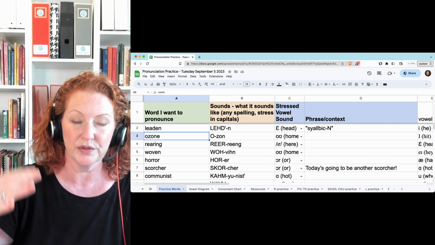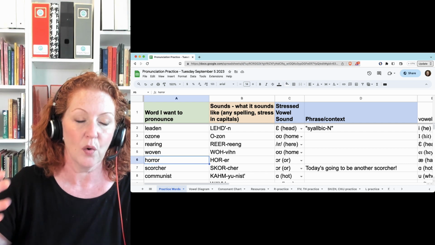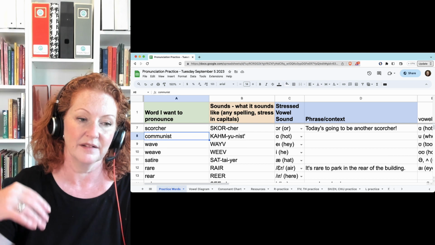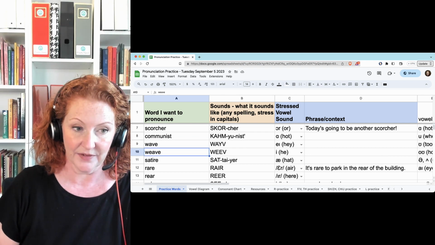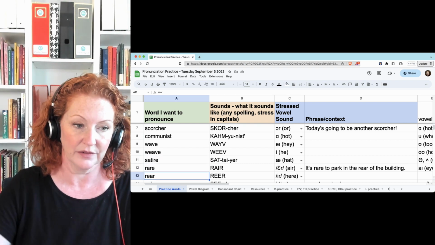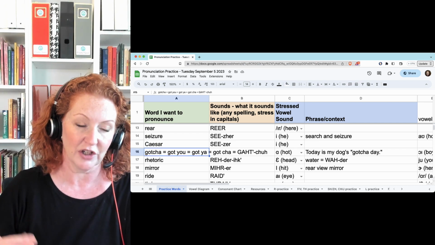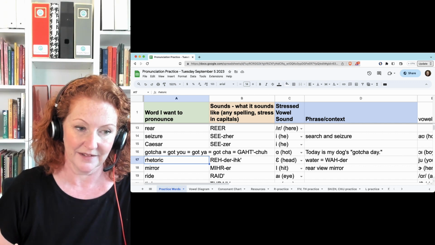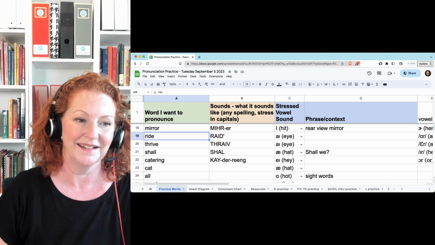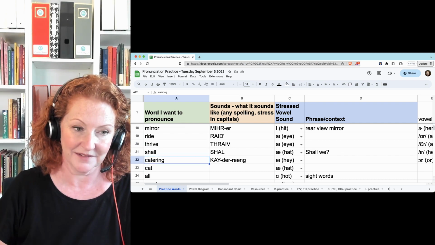Leaden, ozone, rearing, woven, horror, scorcher, communist, wave, weave, satire, rare, rear, seizure, Caesar, gotcha, rhetoric, mirror, ride, thrive, shall, catering. I'll keep going.